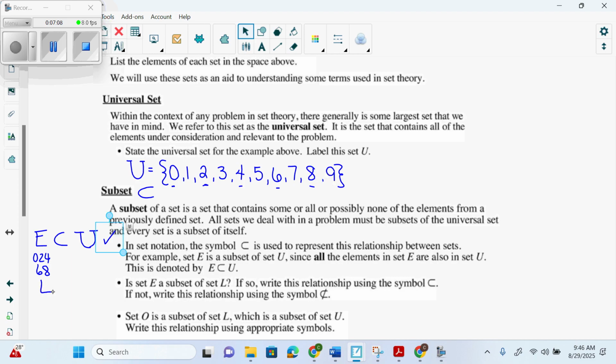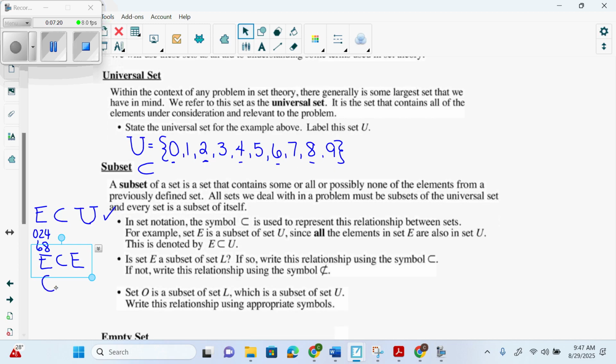Is E a subset of itself? Is E a subset of E? Is everything in E in E? Yes. So every set is a subset of itself. And the empty set, which looks like this, is a subset of every set. It's empty. It contains nothing, so it'll work in all of them. That's a really stupid one, but it comes up sometimes.